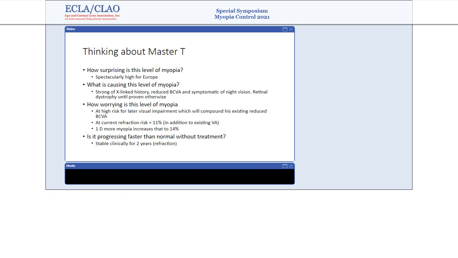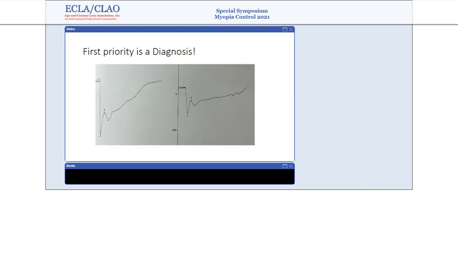What's caused this level of myopia? X-linked, reduced BCVA, and night vision. This is a retinal dystrophy until proven otherwise. And obviously worrying about this, we have no idea how an interaction between pre-existing vision loss and later myopia is going to work, but we have to assume that it's not going to help. The first priority for this kid is diagnosis, and this is ERG. So he went straight to, this is CSNB, congenital stationary night blindness, one of those gloriously quick and easy diagnoses.